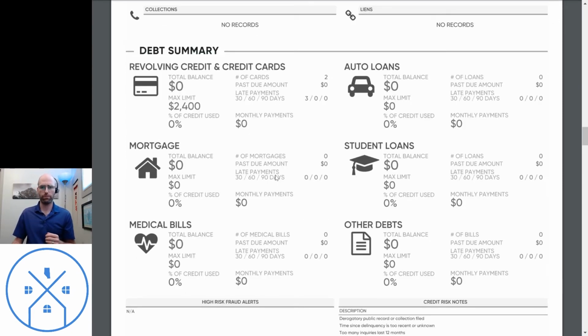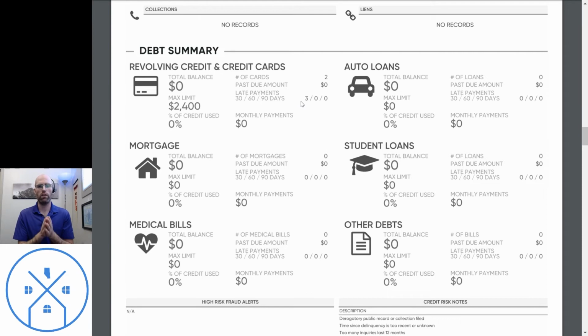Now, the debt summary. This gives you a bit of a picture of what's going on financially on all their different financial products: credit cards, mortgages, car loans, lines of credit, student loans, medical bills, you name it. It's all thrown in here. There are two ways to look at this, the two biggest takeaways, and it all really comes down to two things: the utilization of a certain product and the late payments, the 30, 60, 90-day buckets. If you're not familiar with that, it's really important, and here's why.